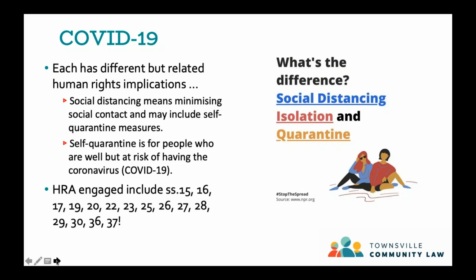Every single one of these things on the right hand, this social distancing, isolation and quarantine, all have human rights implications, different and related. I had a rough count there and I listed the sections engaged by government social distancing, isolation and quarantine policies. Look at the number of sections engaged just by that, albeit an incredibly wide and, in many cases, brutal and possibly necessary policy.